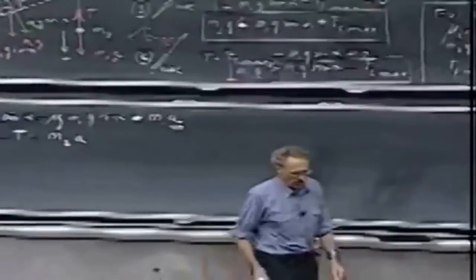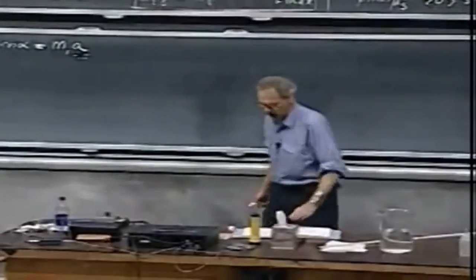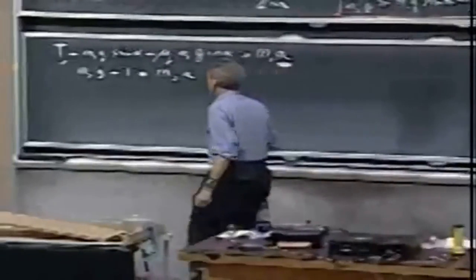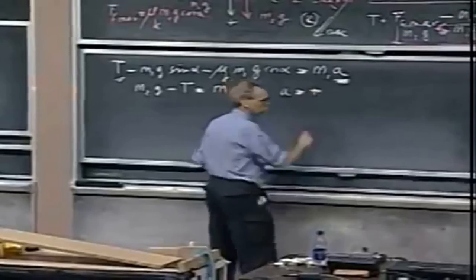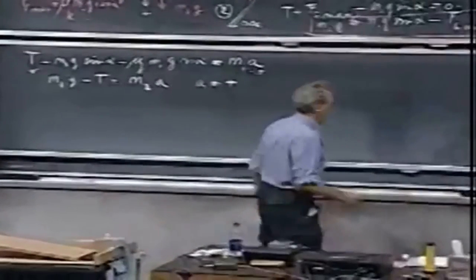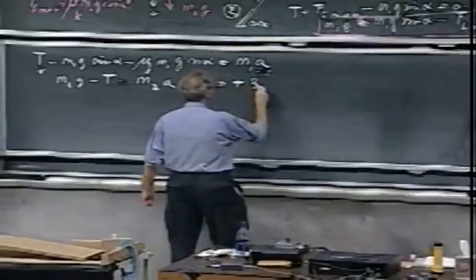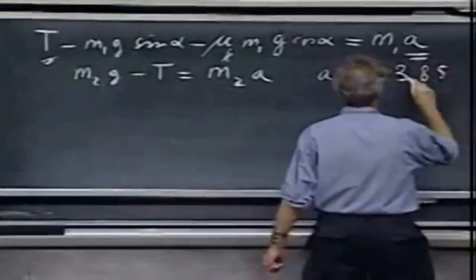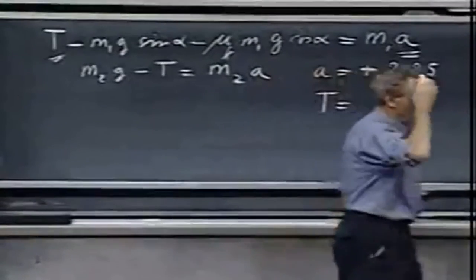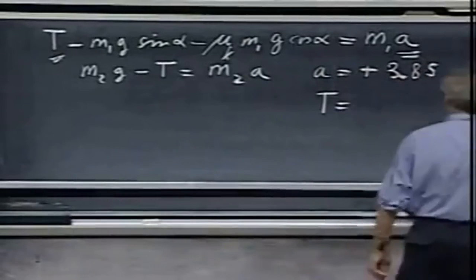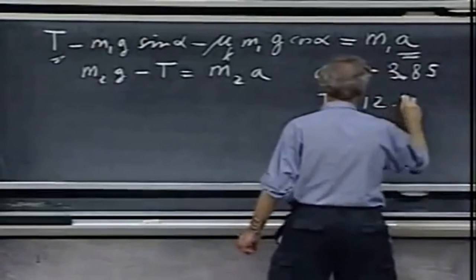It's very easy. You just add them. And I leave you with that. I'll just give you the results. I find that the acceleration, a, equals plus, I think 3.85. That is correct. Plus 3.85 meters per second squared. And I find that the tension equals 12.3 newtons.